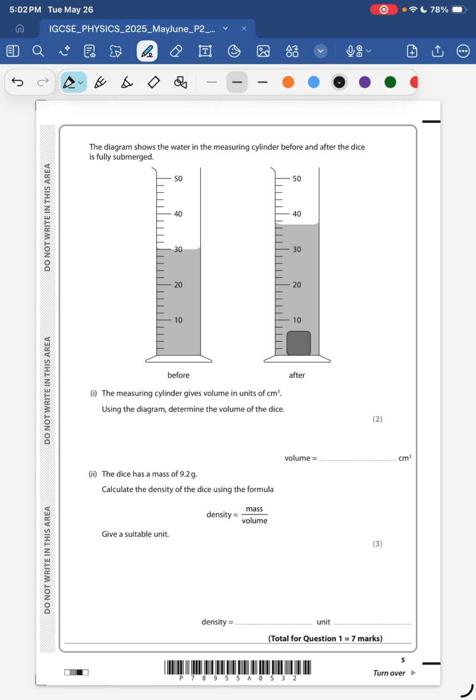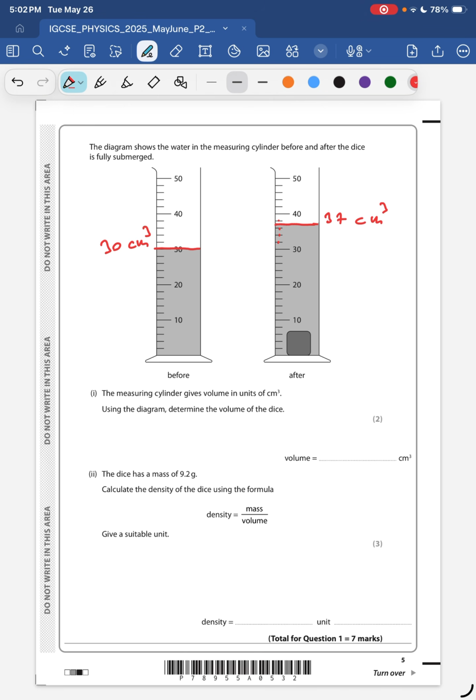Question 1, the measuring cylinder gives volume in units of cubic centimeters. Using the diagram, determine the volume of the dice. So you see that the cylinder has 30 cubic centimeters and it goes up to 32, 34, 36, 38. It's in between 36 and 38. So let's call it 37 cubic centimeters.